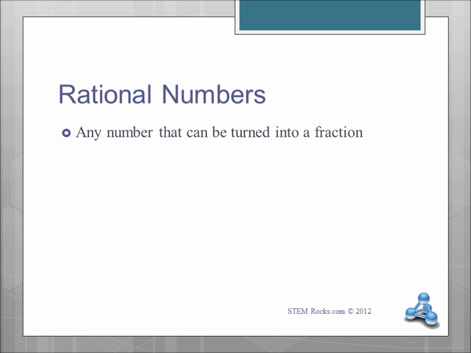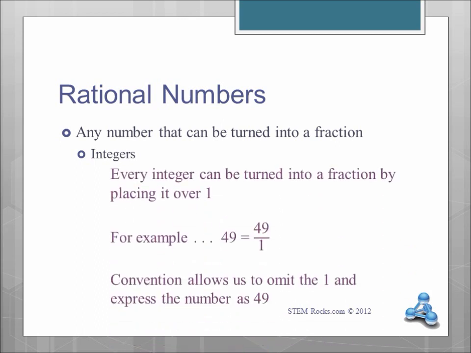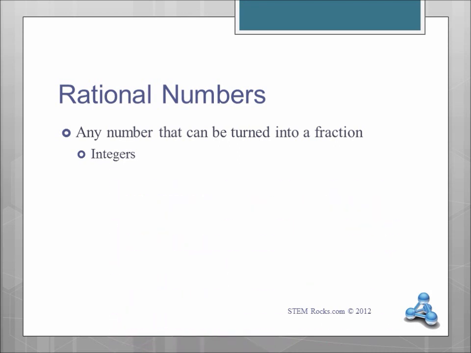The next set is rational numbers. And a rational number is simply any number that can be turned into a fraction. It includes integers. For example, we have the number 49. An integer can be turned into a fraction by placing that number over 1. So in our example 49 is really the fraction 49 over 1. But math convention allows us to omit the 1, and we simply say the number is 49.